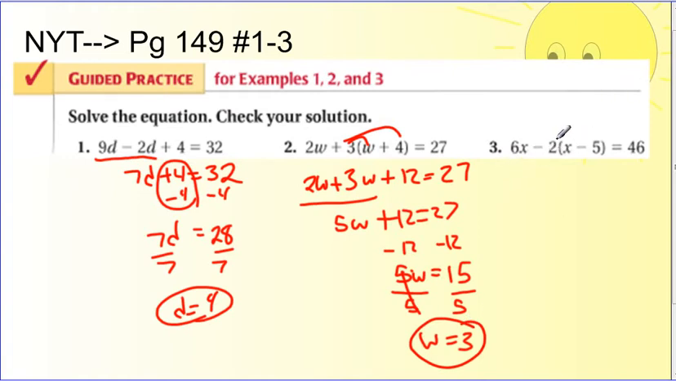Alright, number 3, we're going to take this negative 2 and distribute. So that gives us 6x and a negative 2x. That's this times this. And the negative 2 times negative 5 is a positive 10. Combine like terms. 6x minus 2x is 4x, plus 10 equals 46.